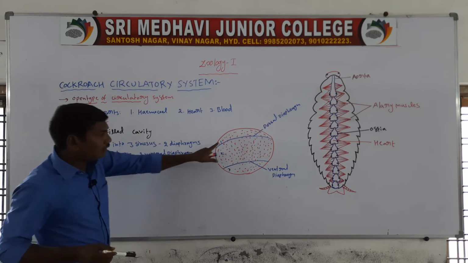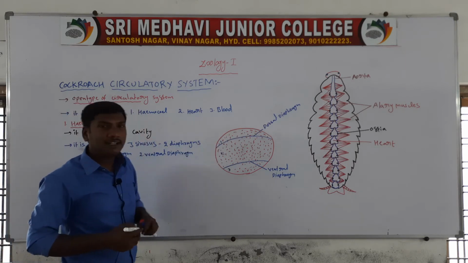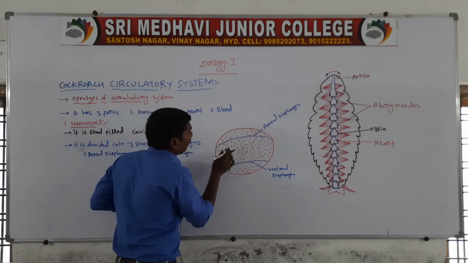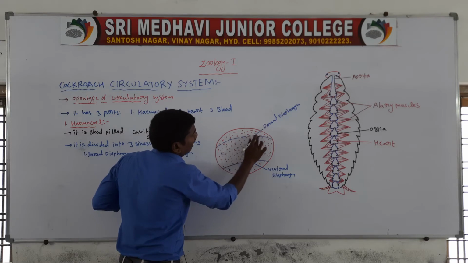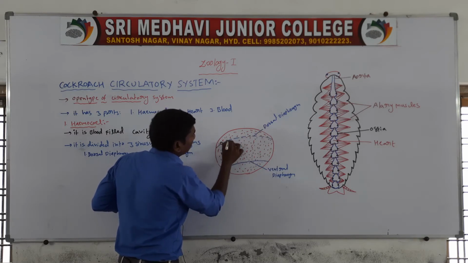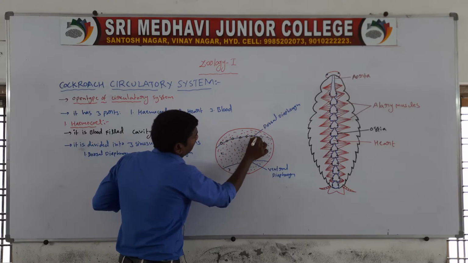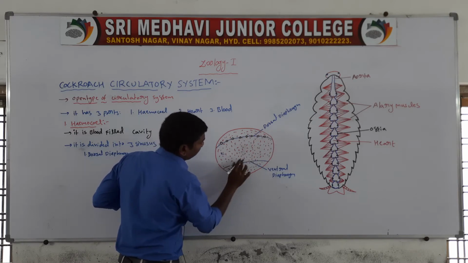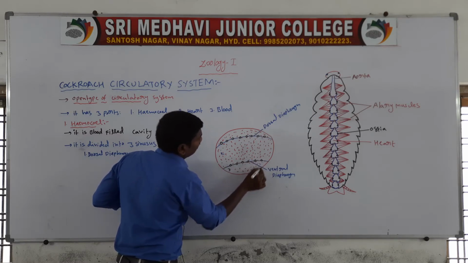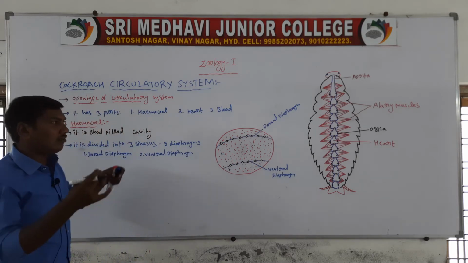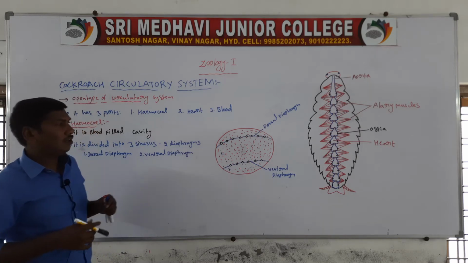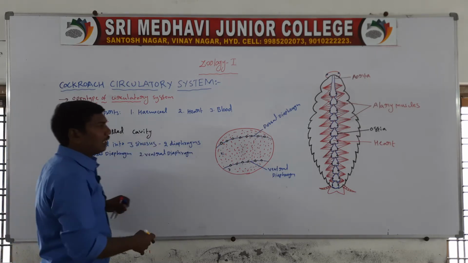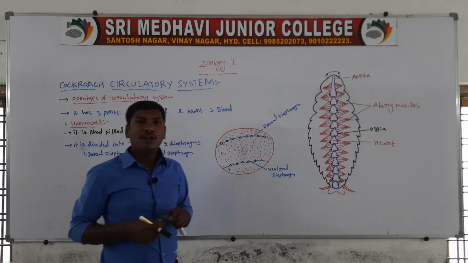Next, these two diaphragms, the dorsal diaphragm and the ventral diaphragm, contain valvular openings, or valvular pores. Valvular openings mean they allow only one way of blood circulation.